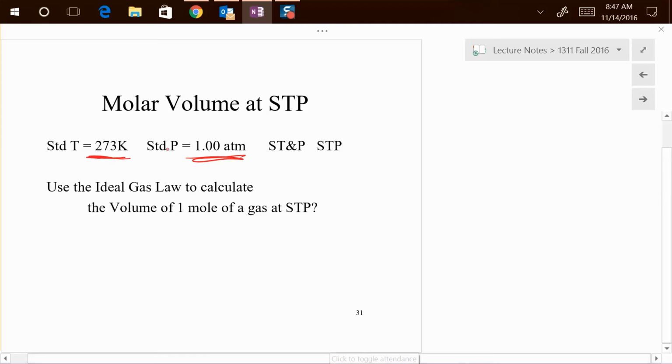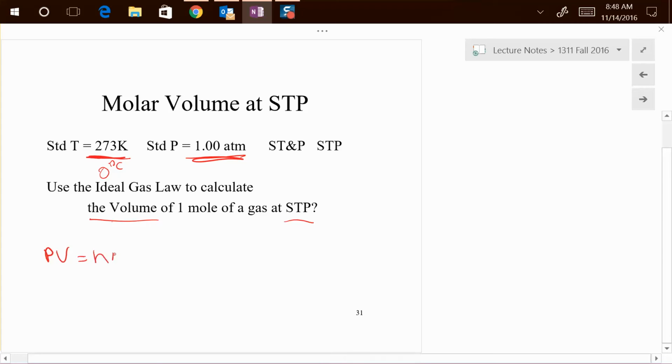Okay, so what does it mean to be at standard temperature and pressure? It means your temperature is 273 Kelvin and your pressure is 1 atmosphere. If they say STP, you know what the pressure and temperature are. 273 Kelvin is also 0 degrees Celsius. So in the question, calculate the volume of 1 mole of a gas at STP. See how they simplify the question? They don't even have to tell you the temperature and pressure. You know what it is because they said STP. So it makes it really easy to write.